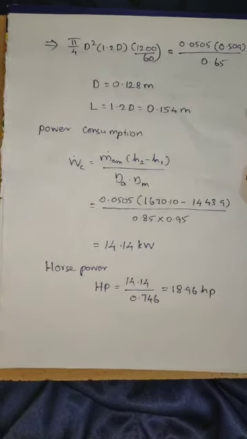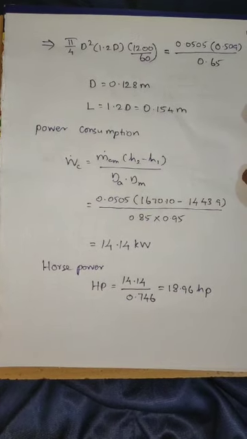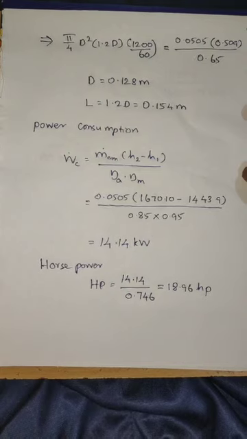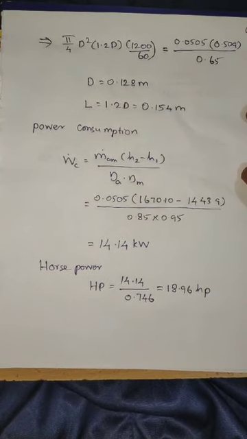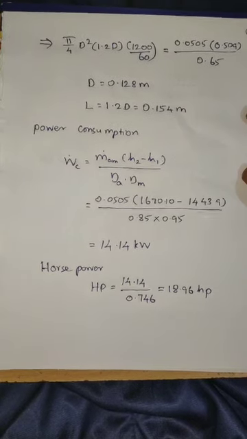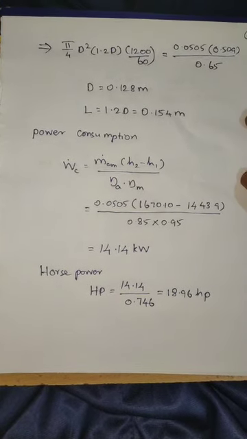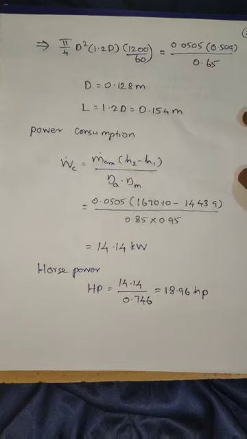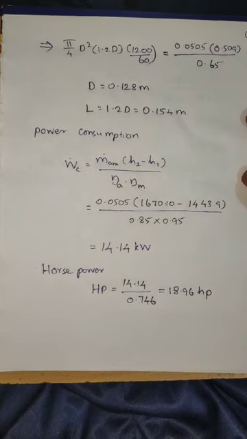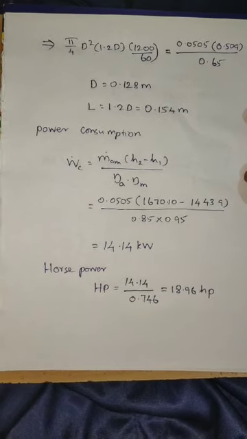Then power consumption. The power consumption of the compressor formula is equal to the mass of ammonia into H2 minus H1 divided by adiabatic efficiency and mechanical efficiency. If adiabatic efficiency and mechanical efficiency are not given, then the formula becomes the numerator only. Then substitute the values. We have 14.14 kilowatts.